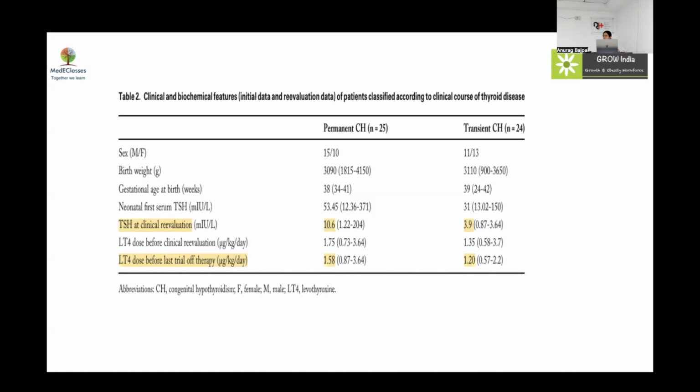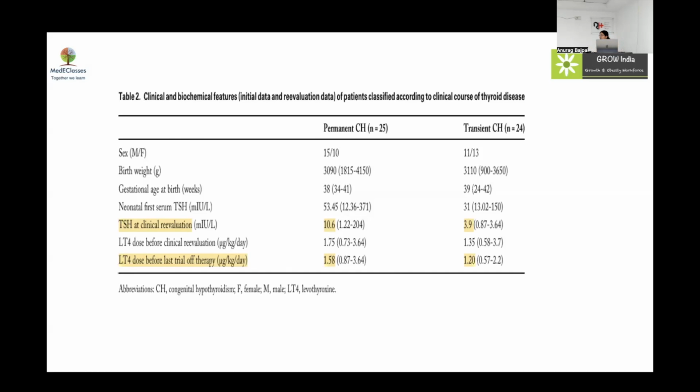So what it tells us is that if you have anybody who has eutopic thyroid with congenital hypothyroidism, you should give a trial of discontinuation. Maybe 4 weeks is not good enough; you should have given 6 weeks. But this is the message. I think the group which had higher TSH initially, and a higher treatment dose before stopping, was usually permanent.